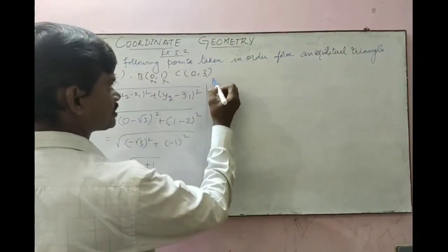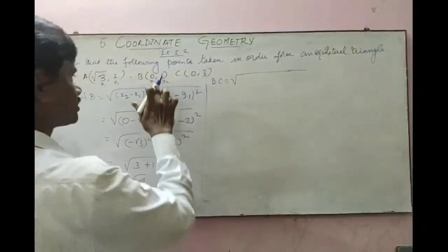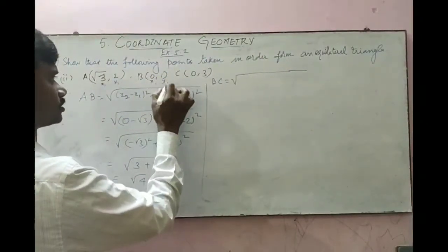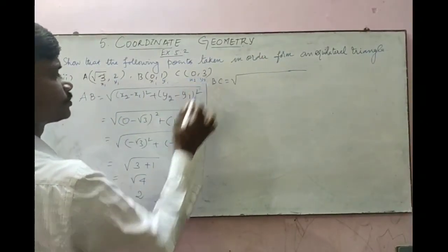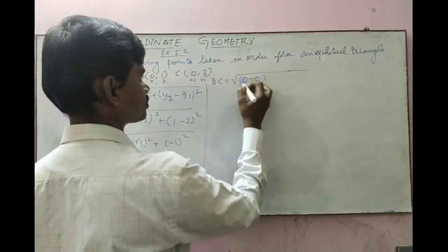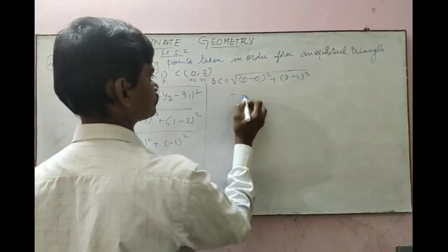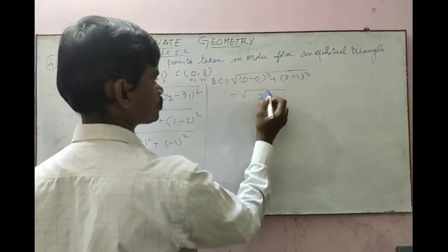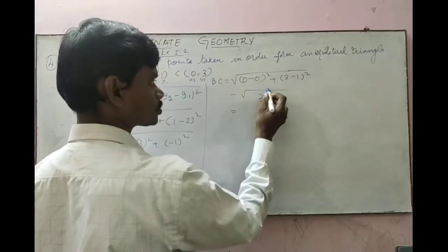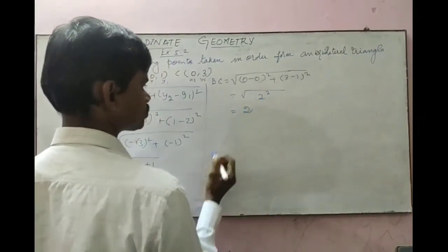Next I am going to find the distance between B and C. Now I am going to take this B as x1, y1 and C as x2, y2. x2 is 0 minus 0. So 0 minus 0 whole square plus 3 minus 1 whole square. 3 minus 1 gives 2 square. So 2 square and root gets cancelled. You will get the answer as 2.